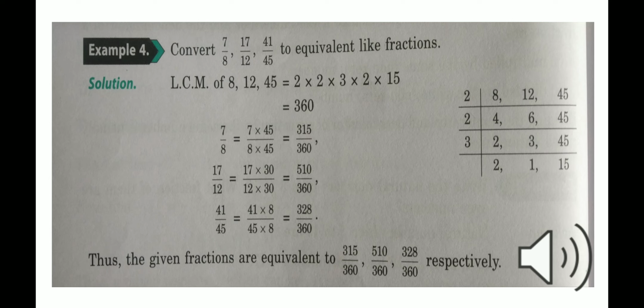Now 315 upon 360 is equivalent to 510 upon 360 is equivalent to 328 upon 360. So these numbers are equivalent to each other now. The value of these numbers will become the same.